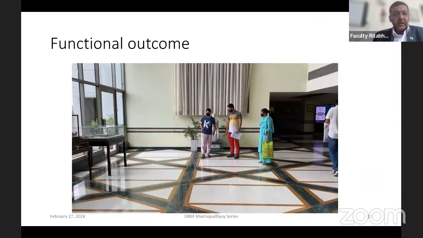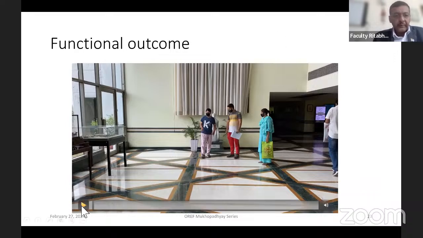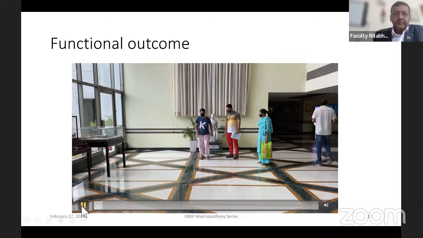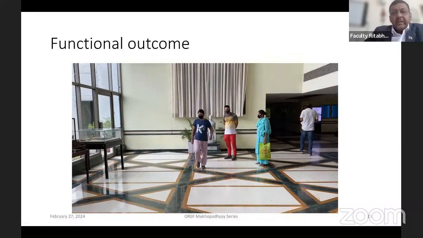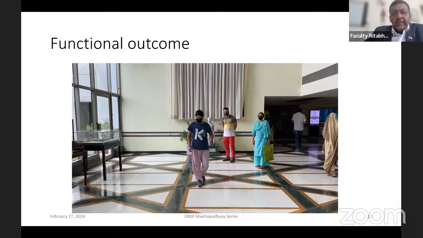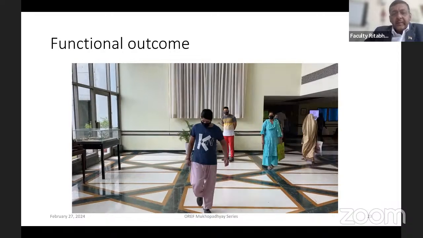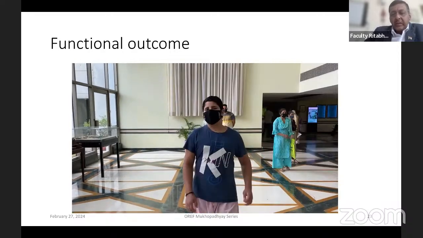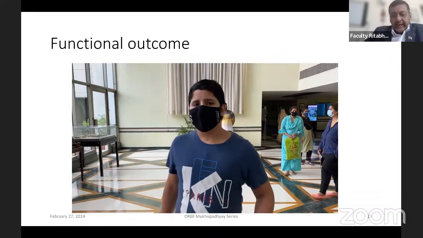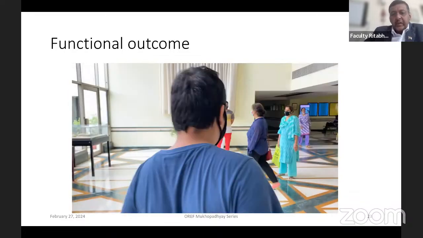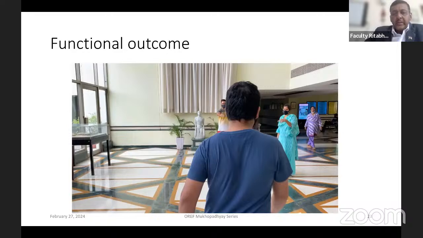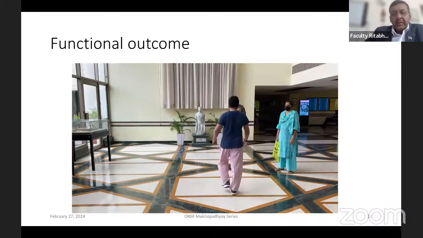So this is the functional outcome of the child. He had a head injury and he had a mild degree of spasticity. So this is 1 year after the index surgery of implant removal, that is almost 2 years after his first surgery.